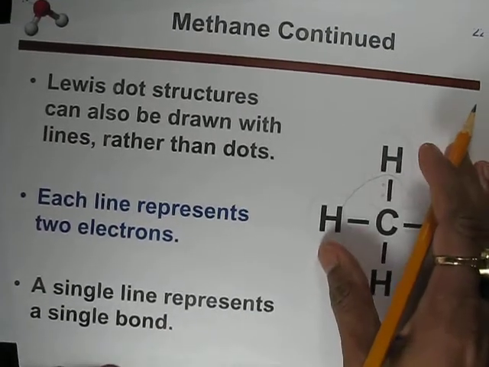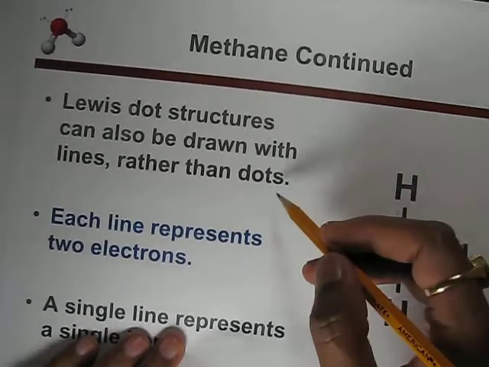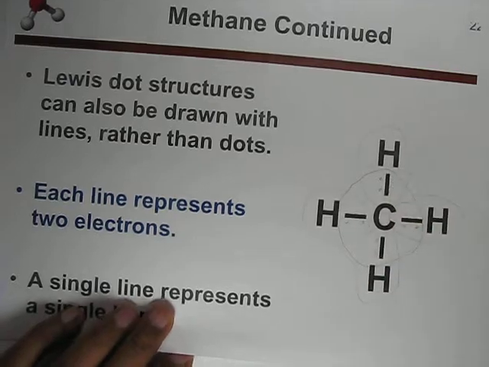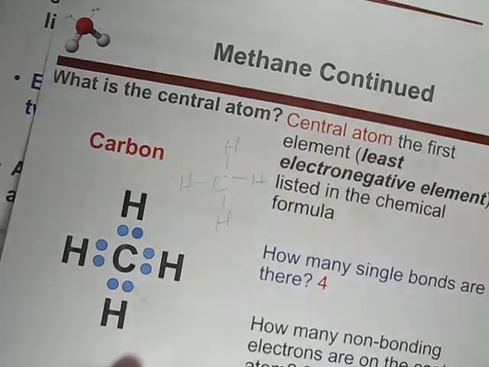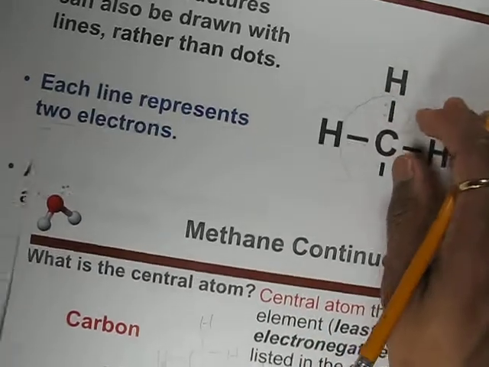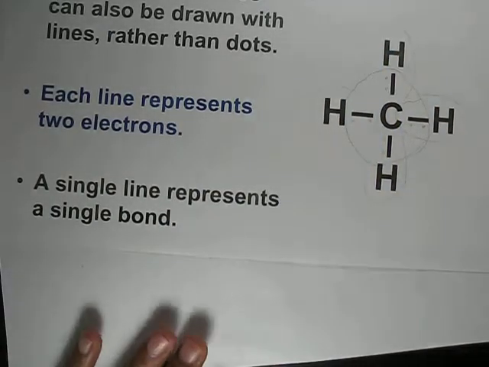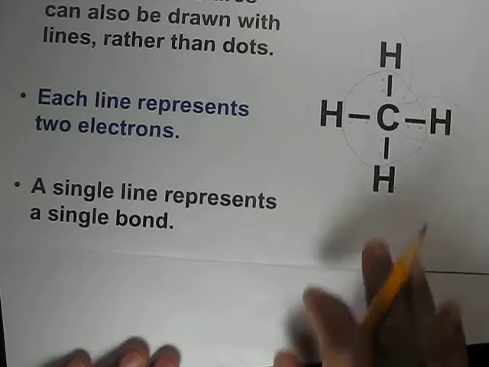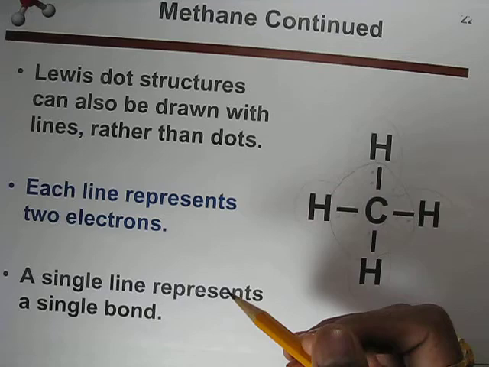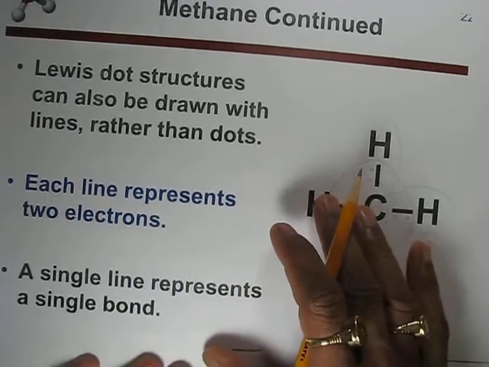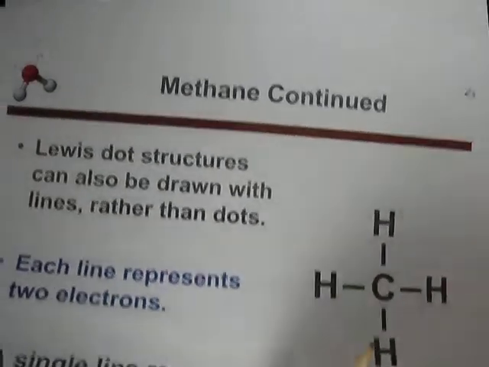So the Lewis dot structure can also be drawn with lines rather than dots. This structure is called the Lewis dot structure, but it can also be written in the line form, and each line represents 2 electrons, and a single line represents a single bond. So these are some common characteristics of the Lewis dot structure and Lewis line structure.